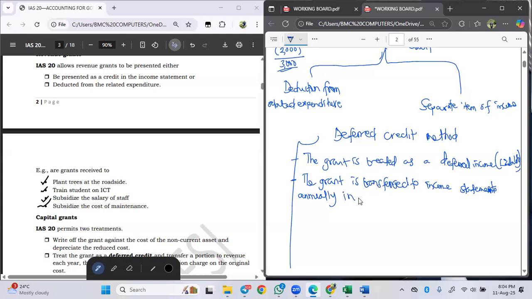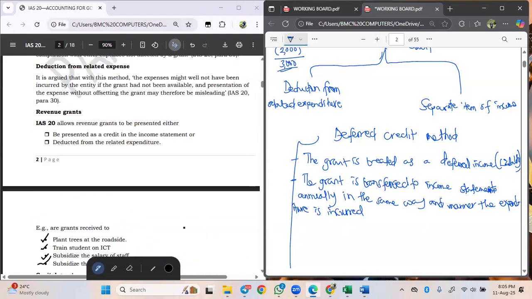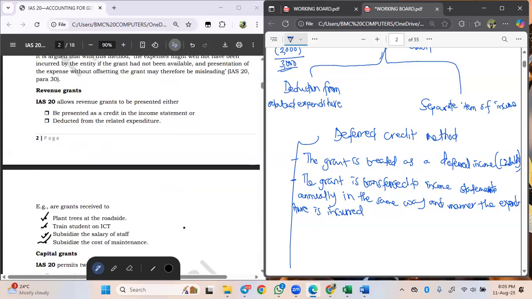In the same way and manner, the expenditure is incurred. Okay, so this one is for the revenue grants. You move on to the capital grants too. That is the grants related to what? Assets.